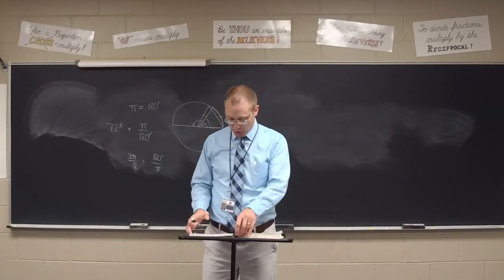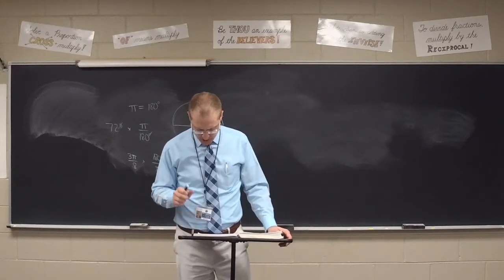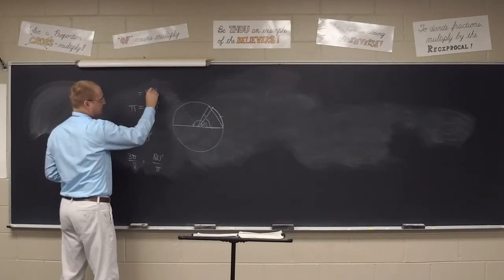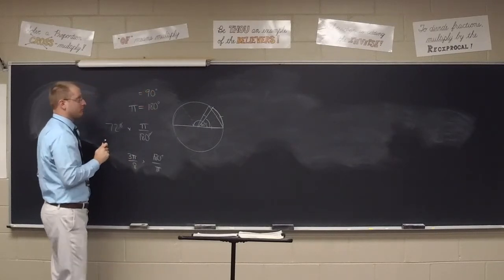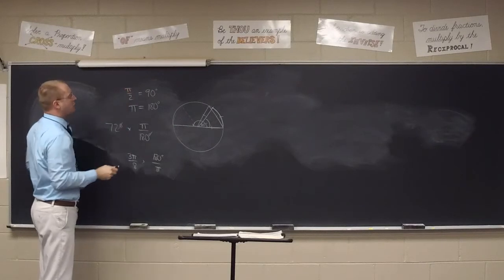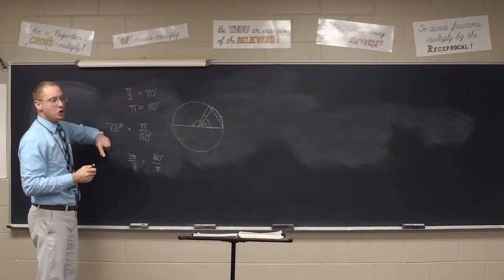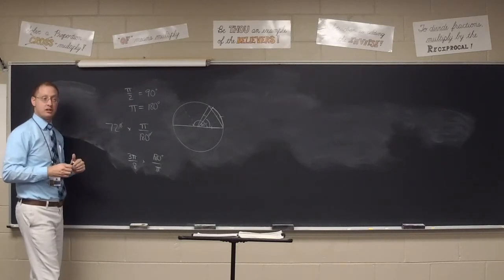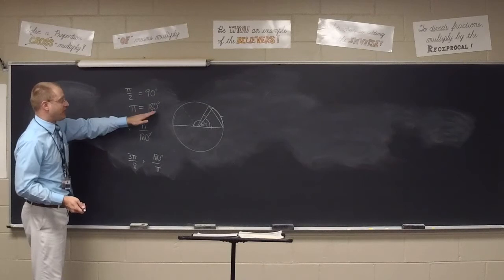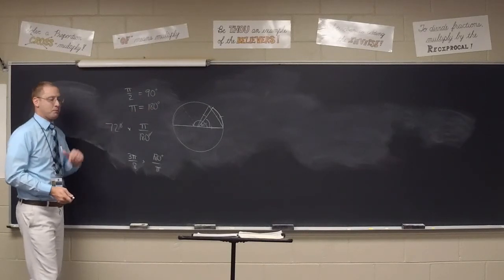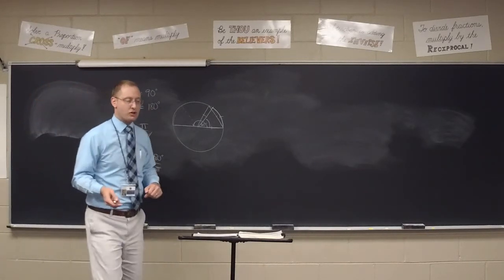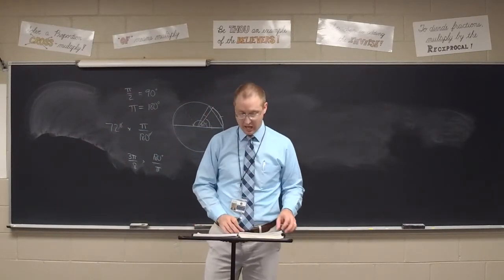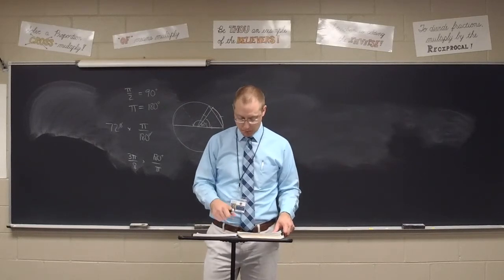We also talked about if pi is 180, then what would be 90 degrees? Pi over 2, half a pi, right? And so if pi over 2 is 90, then two angles whose sum is pi over 2 would be considered complementary. And if pi is 180, then two angles whose sum is pi would be considered supplementary. By subtracting from pi over 2 or from pi, we can find complementary angles and supplementary angles, and that's what we were working on yesterday.